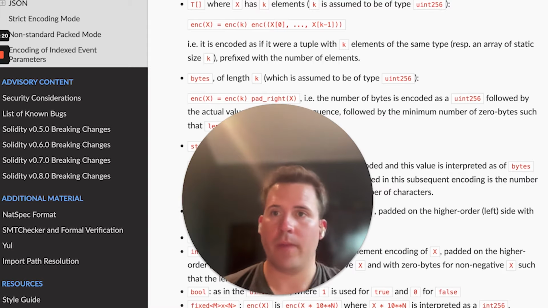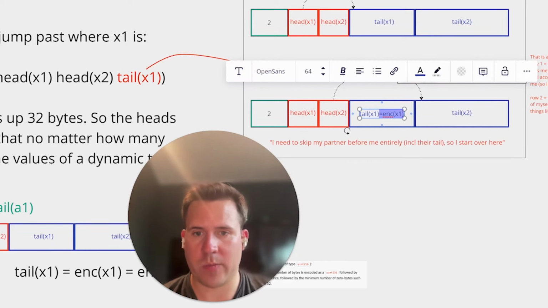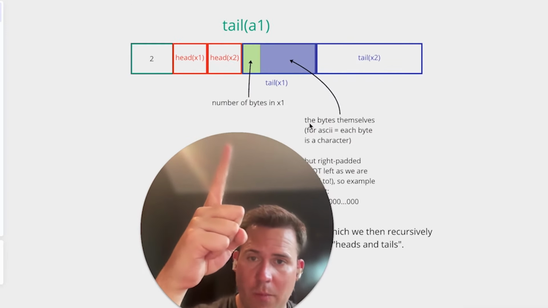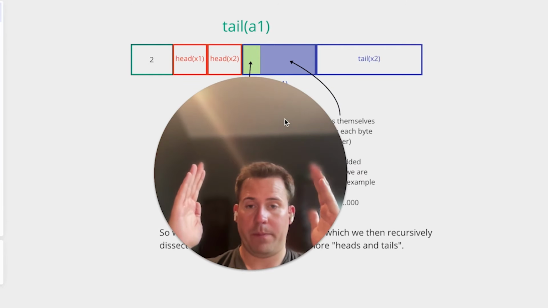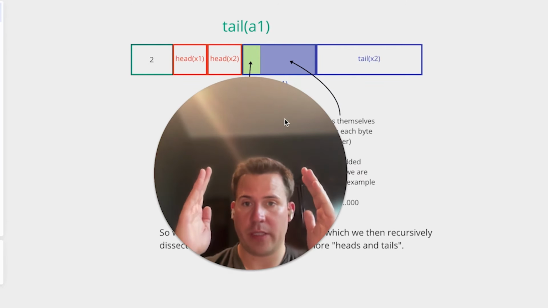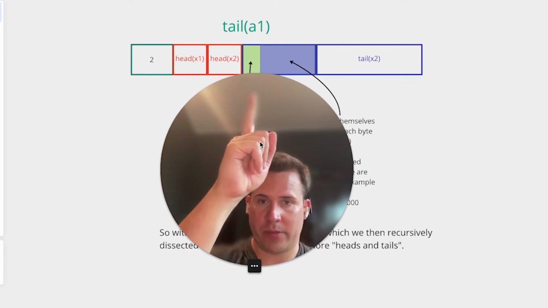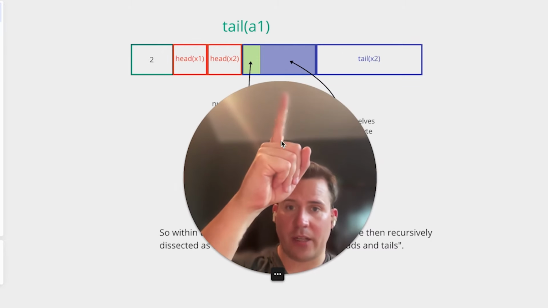All right, so what do I mean? I mean that right here in the tail sits the encoding of X1. That in itself is, okay, I drew that down here. That in itself is right here. The number of bytes is stored here. Again, that is 32 bytes because it's a uint256. So I'm not drawing it to scale here. This green area would be as wide as these red ones. It's 32 bytes right here. That is the number of bytes in X1. The bytes themselves are stored next.